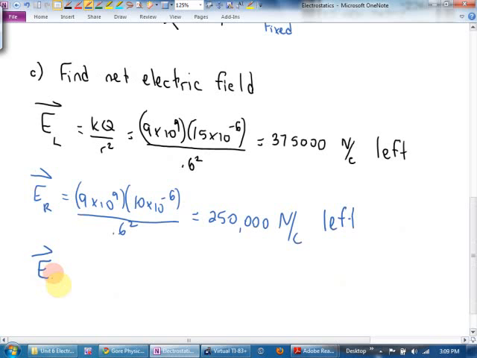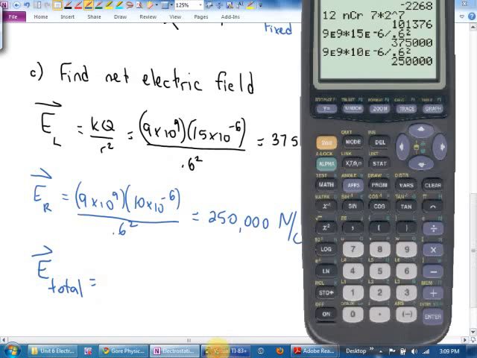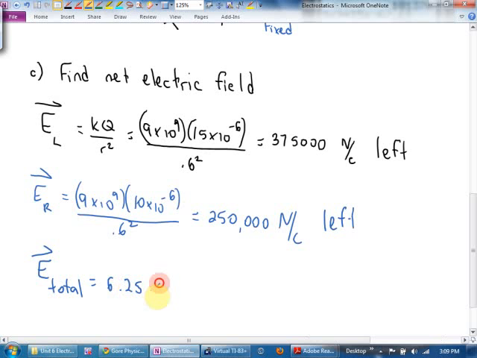The total electric field, the net electric field, is that plus 375,000. 6.25 times 10 to the 5th newtons per coulomb in the winning direction, which was left. What else can I do with two point charges?